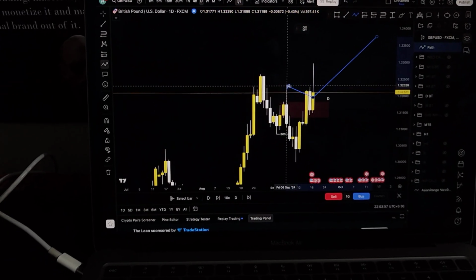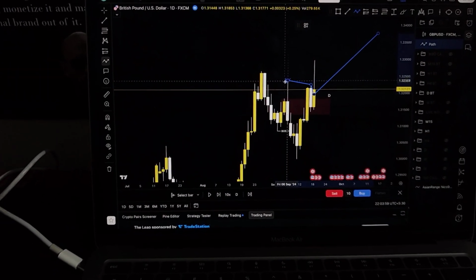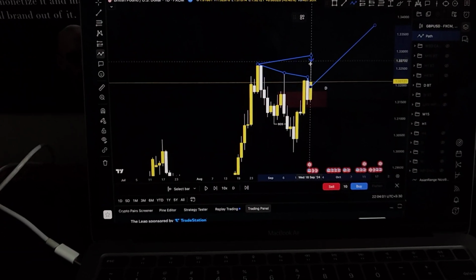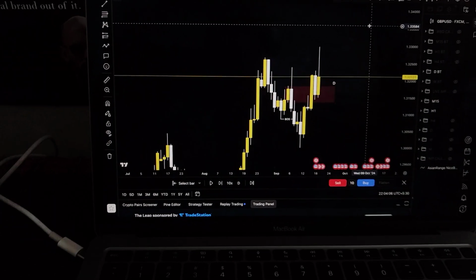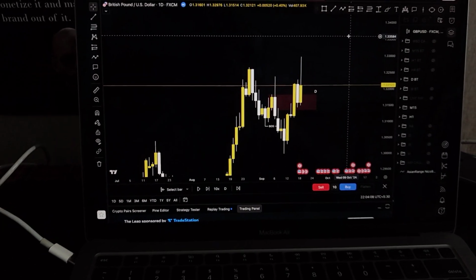But now it is clear that the price went up, swept liquidity from this high and this high, and literally gave us a rejection, showing us that the market has swept liquidity, and now it wants to go to the downside.